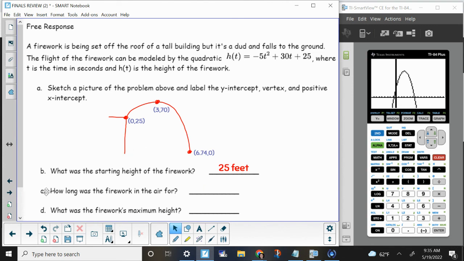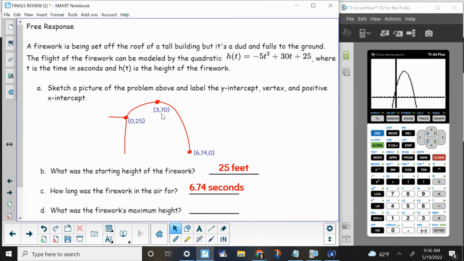For C, how long was the firework in the air for? Well, let's look. The firework was set off on top of the building. It reaches its maximum height, the vertex, and then it hits the ground. That 6.74 tells me the time, and that's how long the firework was in the air for, which is 6.74 seconds. For D, what was the firework's maximum height?